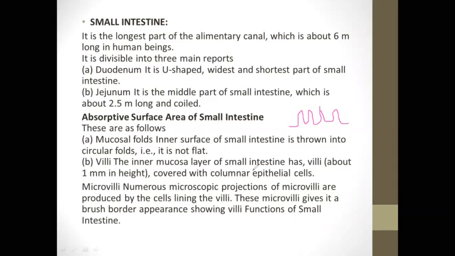Then we have the villi. You could see that the inner mucosal surface of the small intestine has the villi. So these are also surface-like projections which aid in the process of absorption.